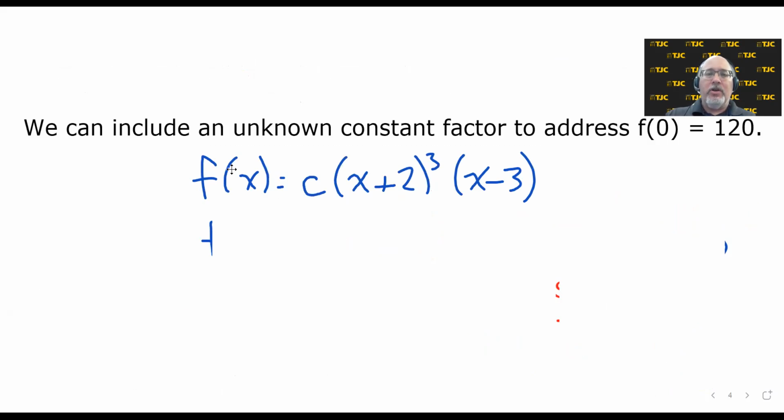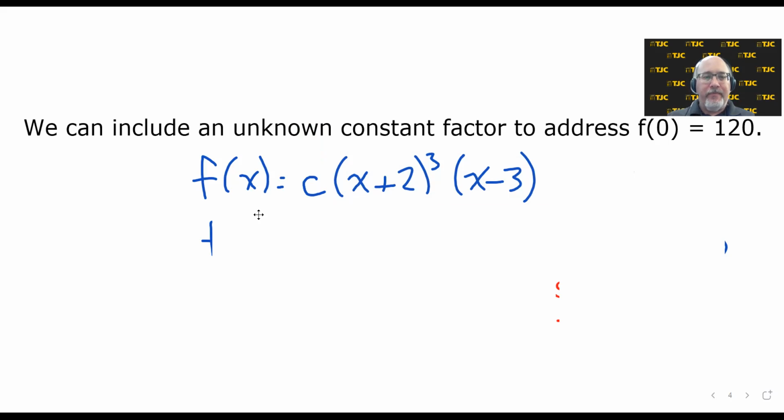In other words, we can take our function and put in some number that we don't know. That's c. We can put in some other number that we don't know, this c. And that c can be anything we want, because if we put any stray number out there, it's not going to change the fact that this produces a 0 of -2 with multiplicity 3, nor will it change the fact that this factor produces a 0 of 3 with multiplicity 1. So all we got to do is figure out what number we're going to put in there.